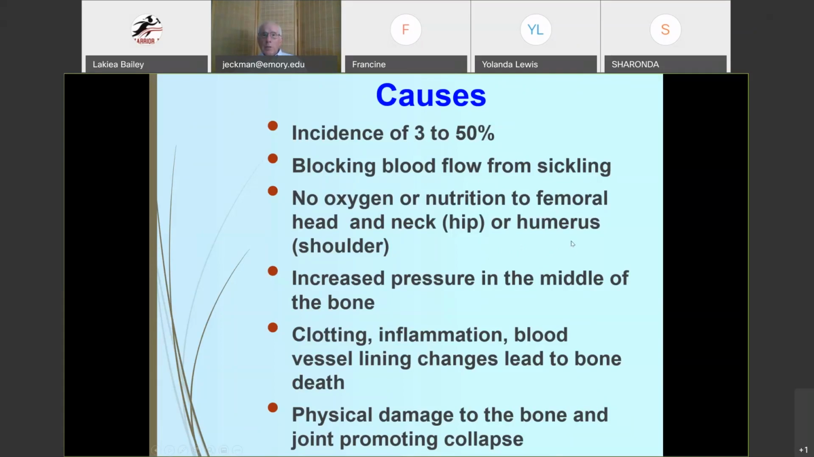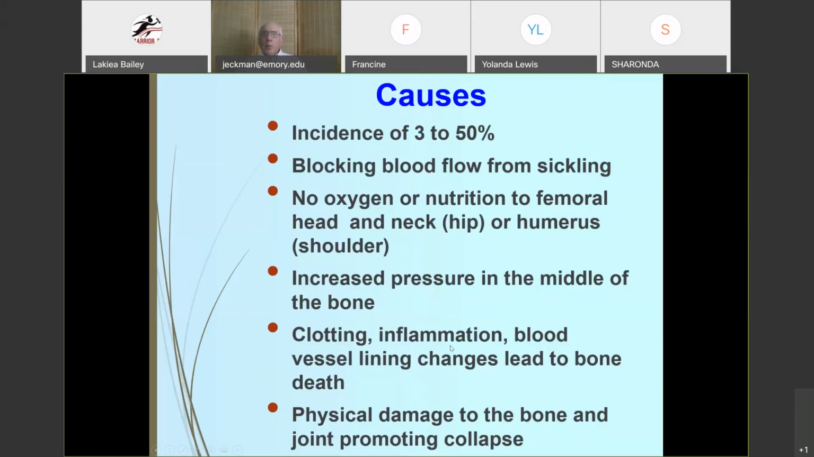And there also appears to be increased pressure in the middle of the bone marrow, and this pressure further slows the blood flow so that there's even less oxygen and less nutrients getting there. And with more and more damage, there's blood clotting, there's inflammation, and blood vessel lining changes that actually lead to the bone death. And so you get into sort of a vicious cycle.